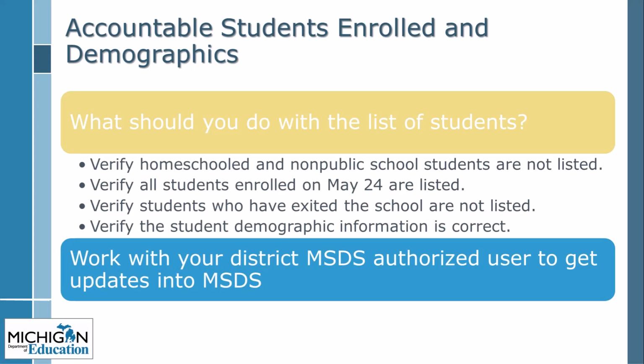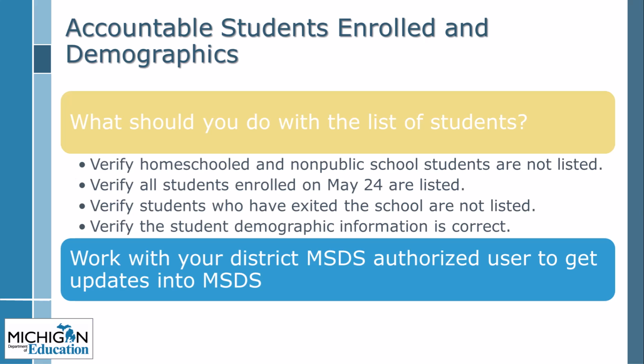What should you do with this list of students and demographics? Well, you start by verifying that homeschooled students and non-public school students are not included on the list of enrolled students. You also need to verify that students who are currently enrolled are listed. Make sure to continue to verify the student enrollment through the deadline, but it's only going to include students who are enrolled in MSDS as of May 24th.